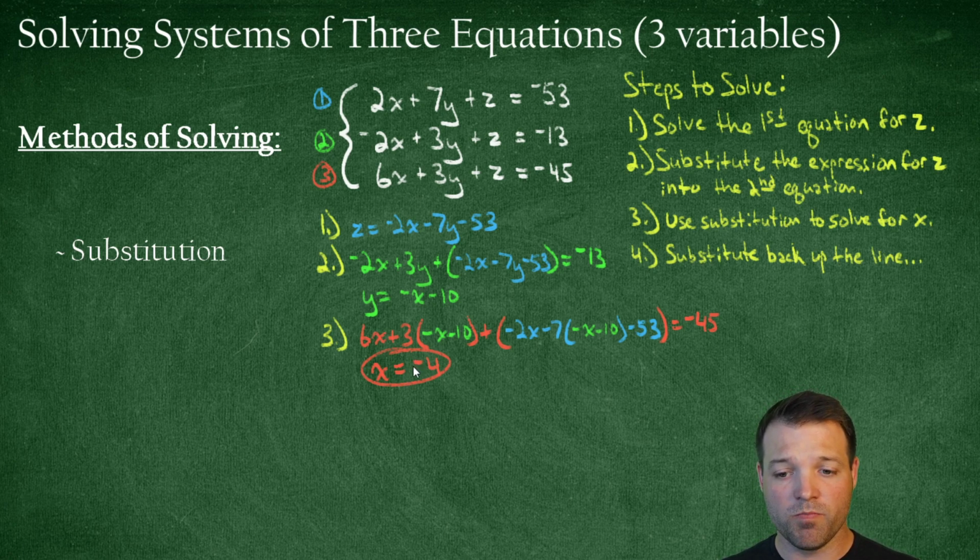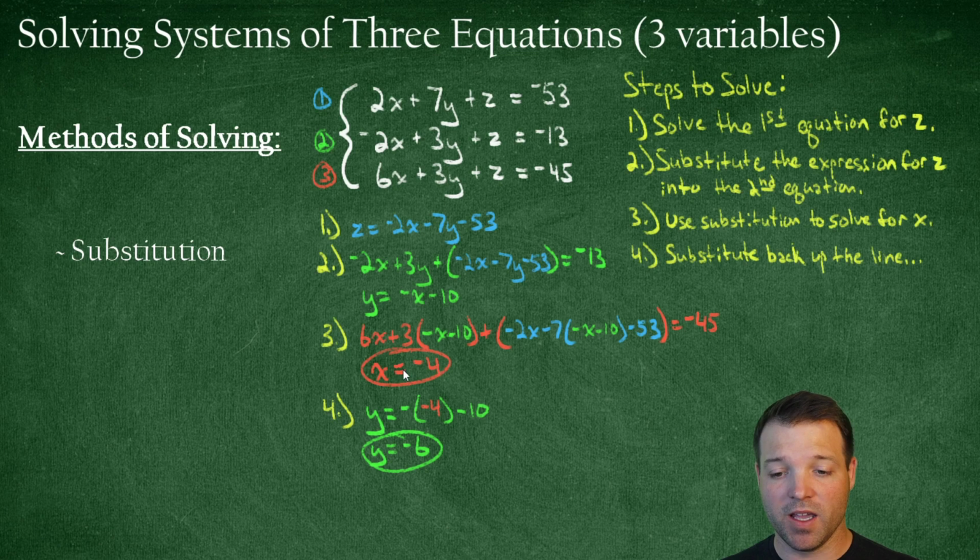Now I just go back up the line. Next step is to take that x is equal to negative 4 and plug it back into this equation right here, y is equal to negative x minus 10, because now I can solve for y, as I did right here. So I get y is equal to negative 6.